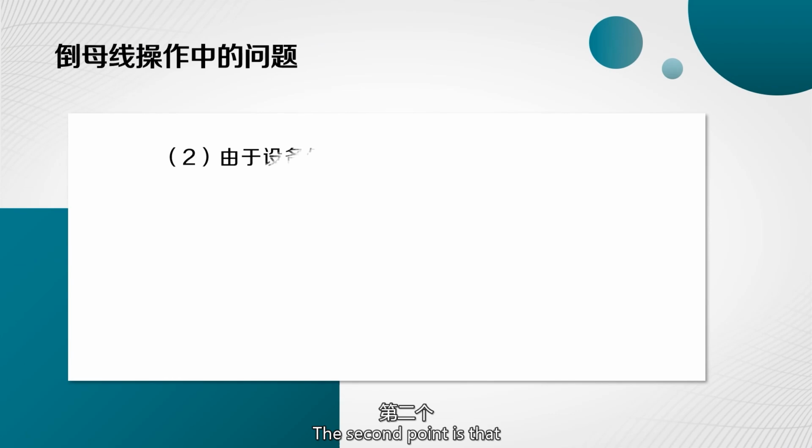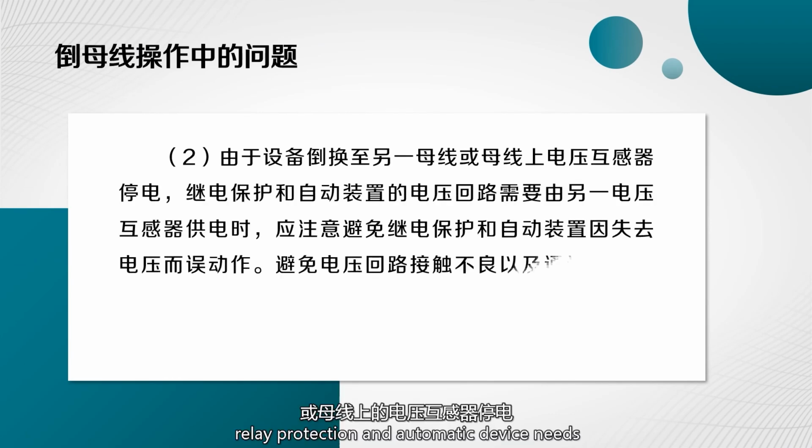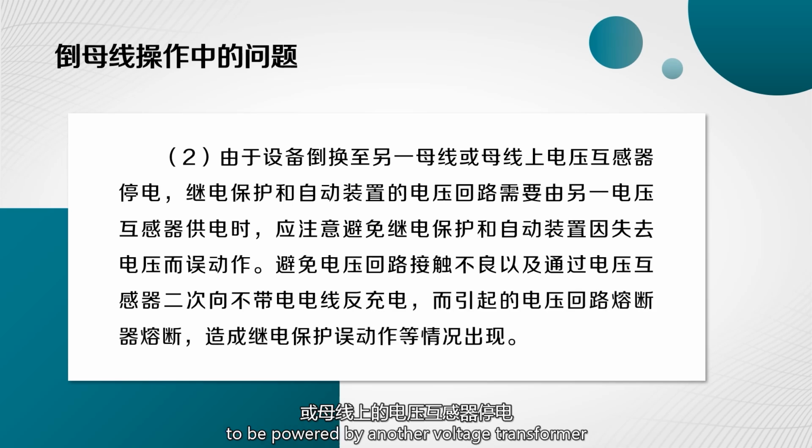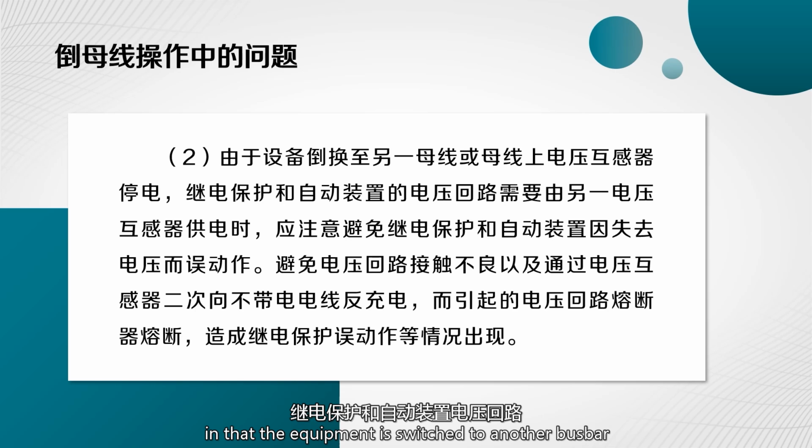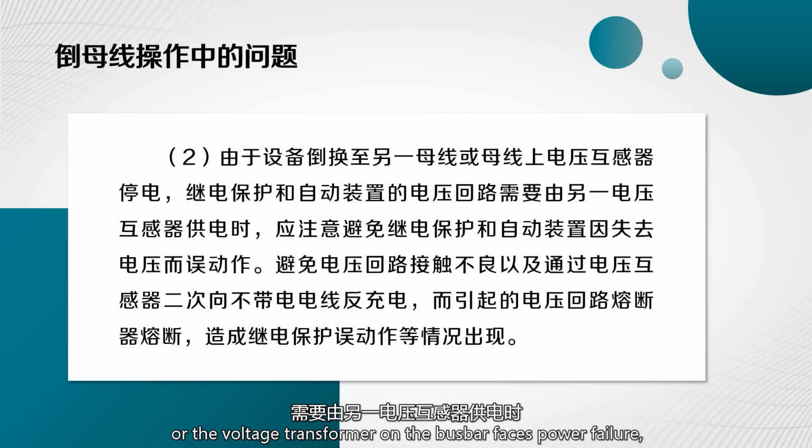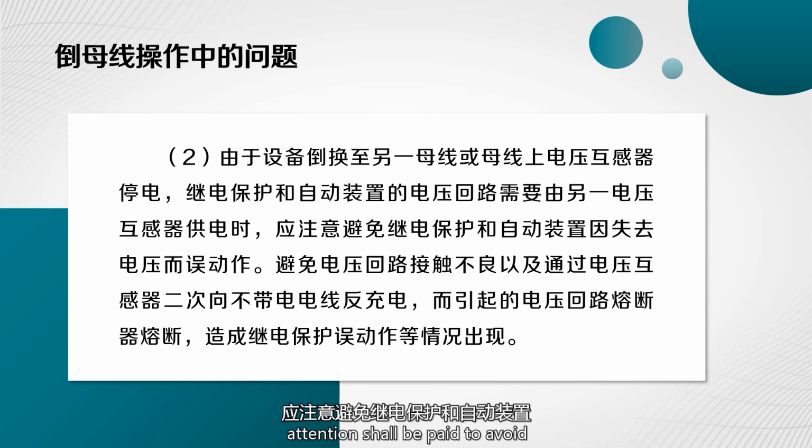The second point is that when the voltage circuit of relay protection and automatic device needs to be powered by another voltage transformer, in that the equipment is switched to another busbar, or the voltage transformer on the busbar faces power failure, attention shall be paid to avoid the false action of relay protection and automatic device due to the voltage loss, and avoid the false action of relay protection caused by poor contact of voltage circuits and the fuse of the voltage loop, caused by the secondary reverse charging of the voltage transformer to the uncharged bus.